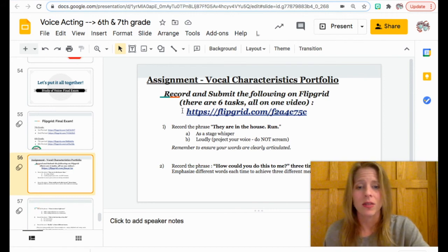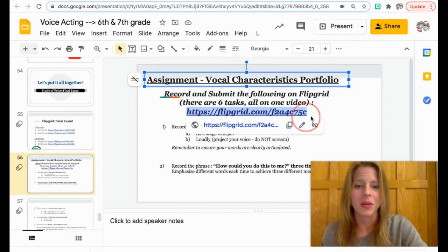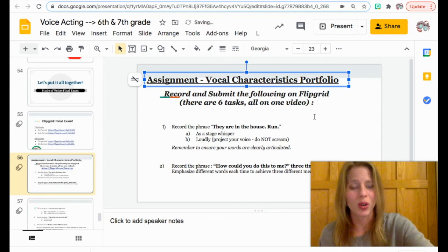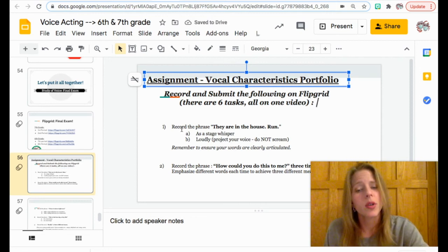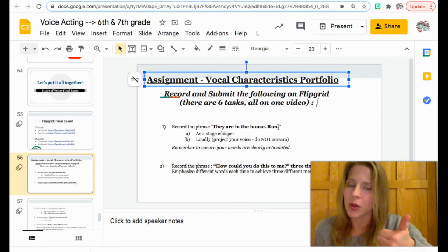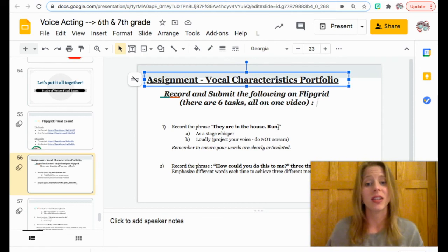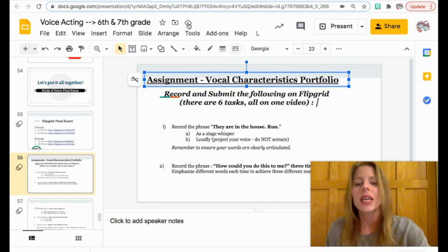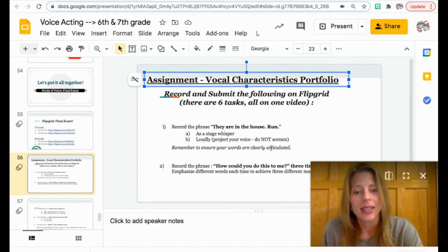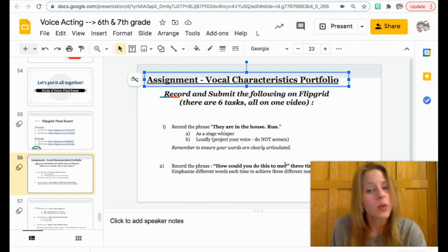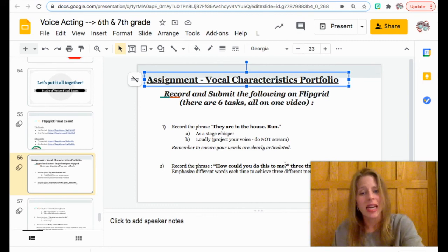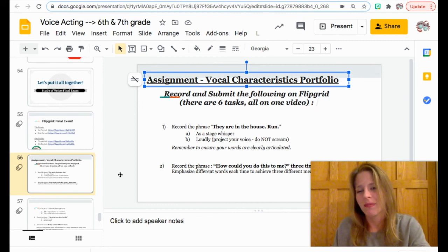And then you're going to record yourself doing these following tasks, okay? This link should not be there because that is an 8th grade link. Sorry about that. Okay, so you're going to record the phrase, they are in the house, run, in a stage whisper, and then loudly. Okay, so to show us the difference that you know what those things are. And then you're going to record the phrase, how could you do this to me? 3 times, but you're going to emphasize different words each time.